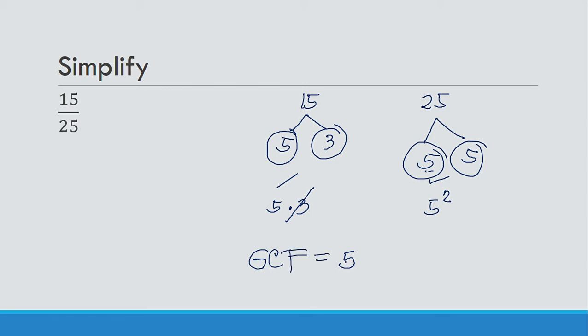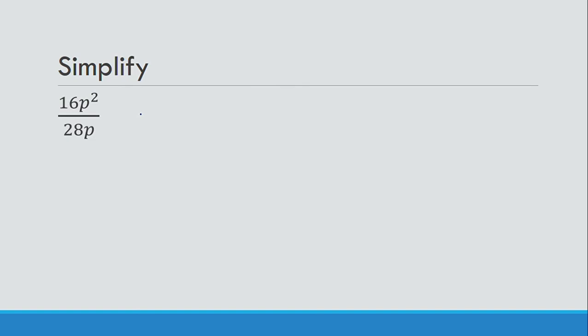Now, once you have your GCF, you are going to divide each of the parts of your fraction, simply the numerator and the denominator, by the GCF. So this is now divided by 5. So we have now 15 divided by 5 is 3, and 25 divided by 5 is 5. And there we go with our simplified rational expression. Next, we go to this one.